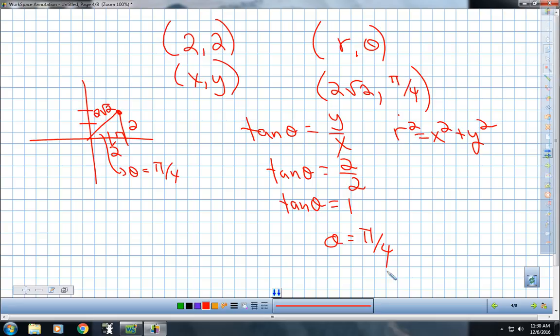And then if you don't know r, which is 2 radical 2, then to find r, I know that r squared equals x squared plus y squared. So r squared would equal 4 plus 4, or 8. So r would be radical 8, which is 2 radical 2.